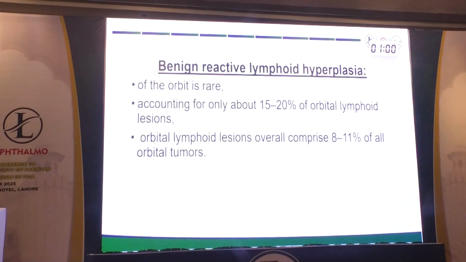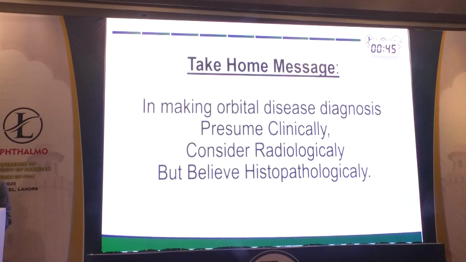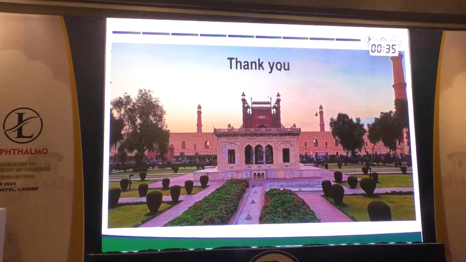Benign reactive lymphoid hyperplasia is a rare orbital disease, accounting only for 15 to 20% of the orbital lymphoid lesions, and orbital lymphoid lesions overall comprise 8 to 11% of all orbital tumors. So my take-home message is, in making the orbital disease diagnosis, we have to presume clinically, consider radiologically, but we have to believe histopathologically. Thank you.